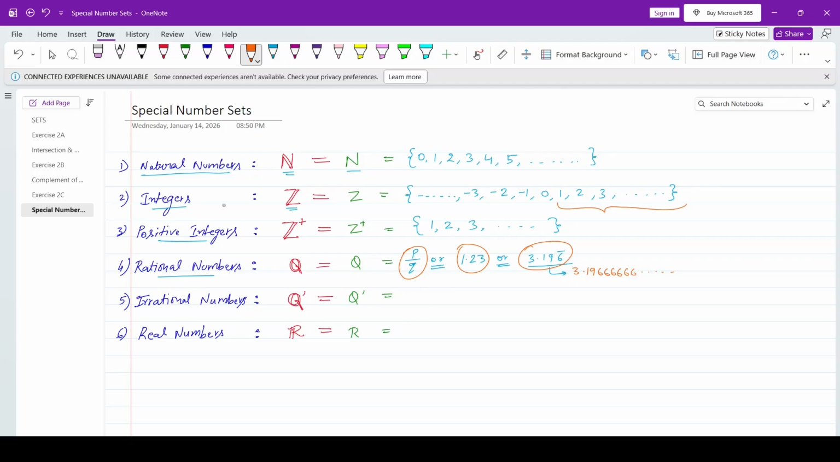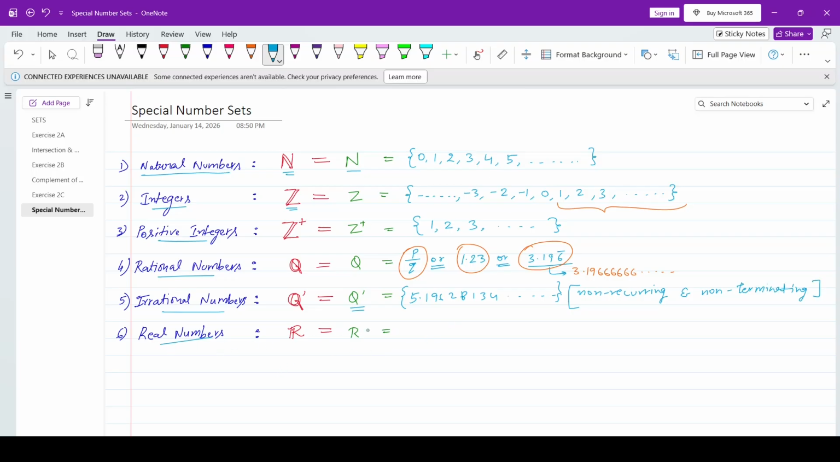Now the next kind is irrational numbers. Irrational numbers are all those numbers which are not rational. That's why it is Q prime. So all the irrational numbers will be of the form 5.196281134 dot dot dot. So these numbers are non-recurring and non-terminating.